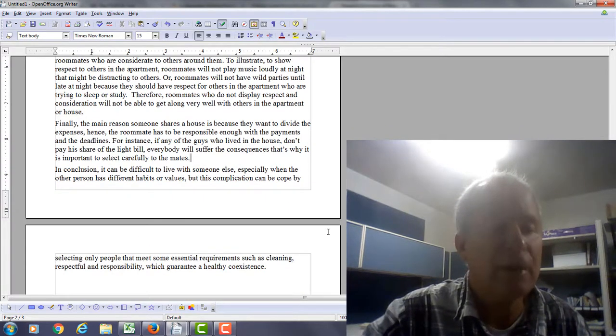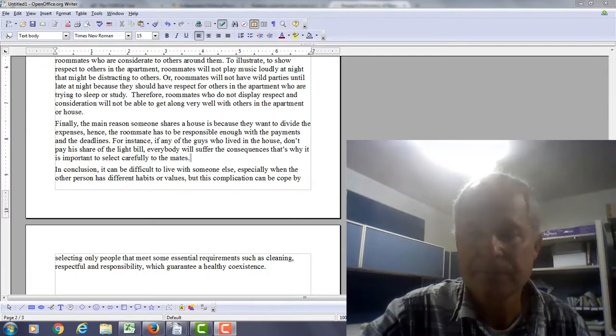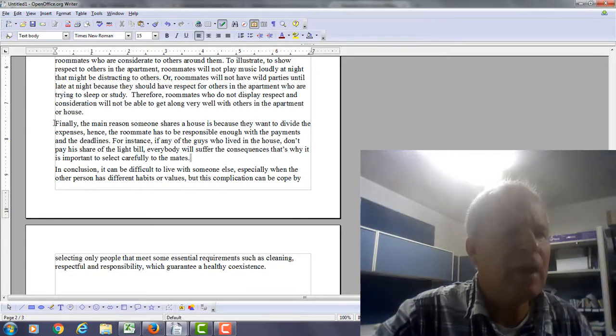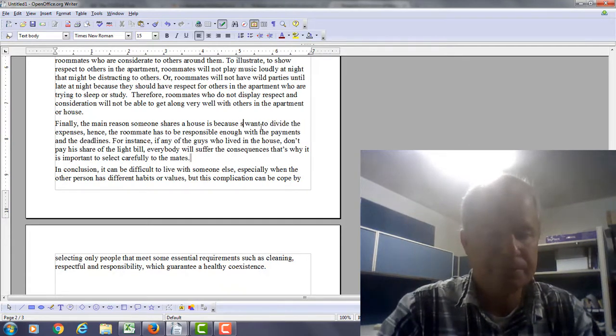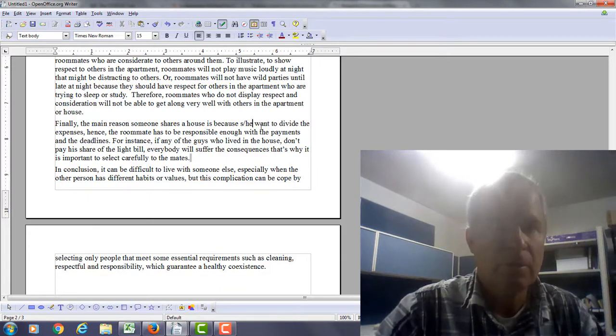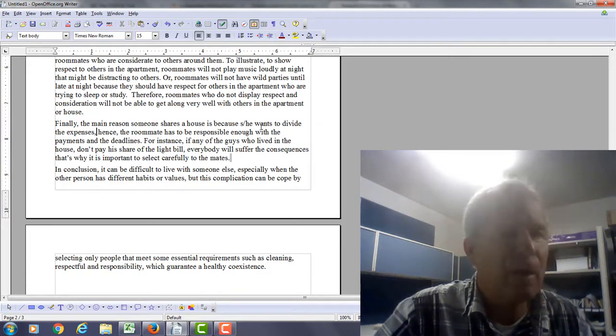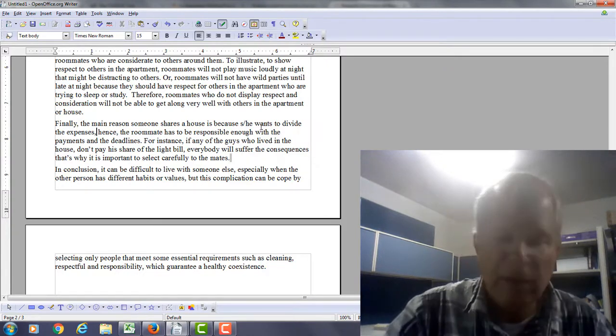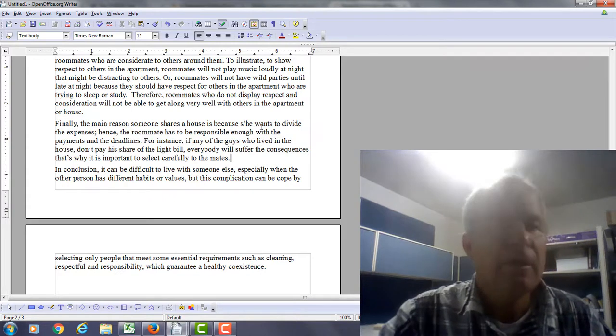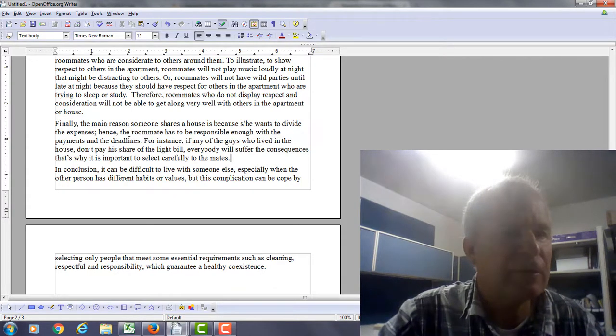So now let's move on to your next paragraph. Okay, so you say, finally, the main reason someone shares a house is because, notice how someone is singular. It says someone shares, right? So then, you should probably say this. She or he wants to divide the expenses. And again, another comma splice. This is your third error with this one. This is something we got to stop. In this case, you can put a semicolon or a period because he or she wants to divide the expenses. Hence, the roommate has to be responsible enough with the payments and deadlines.